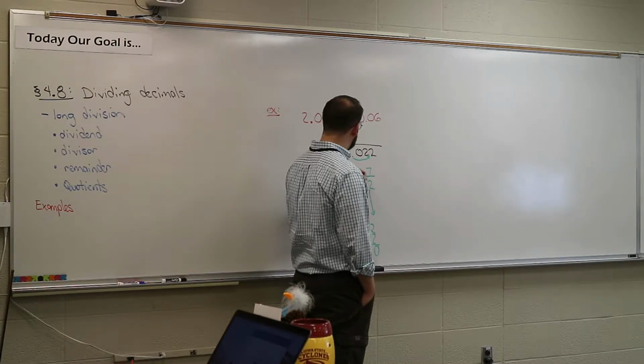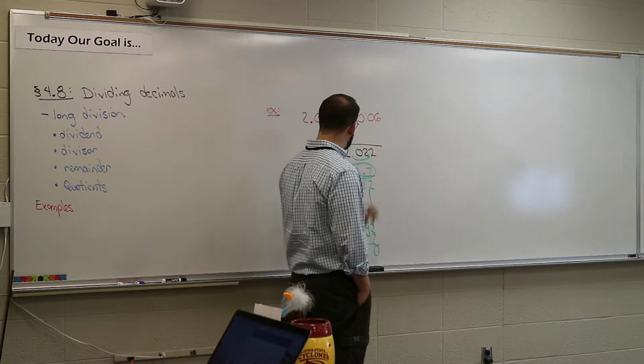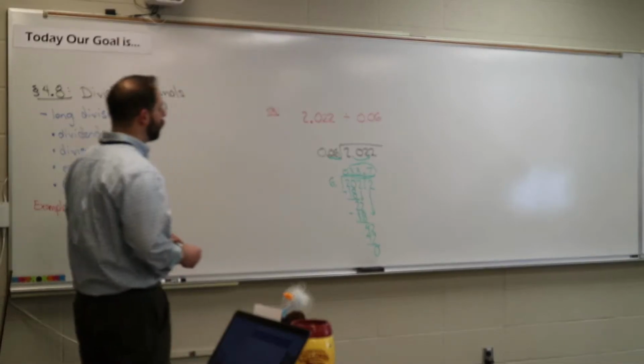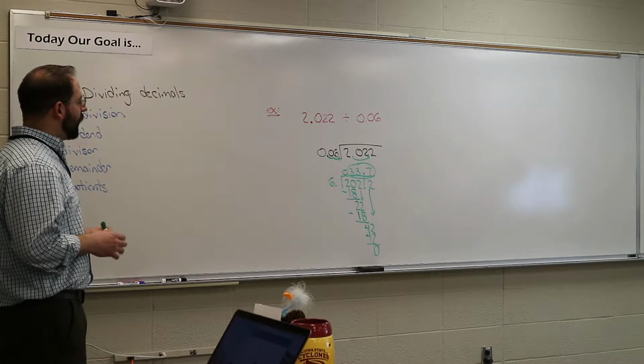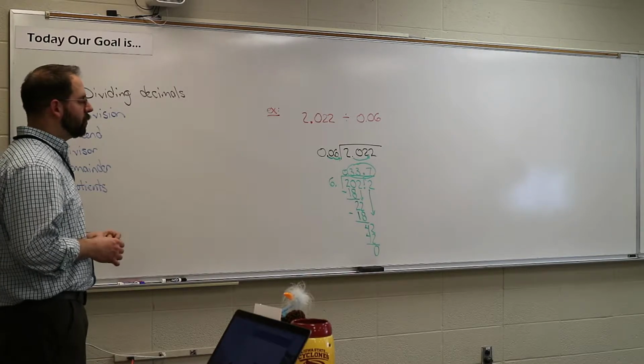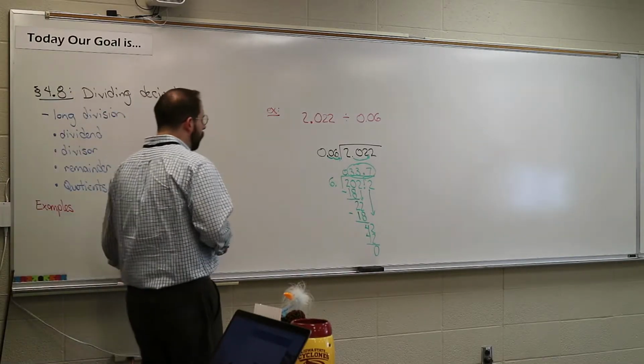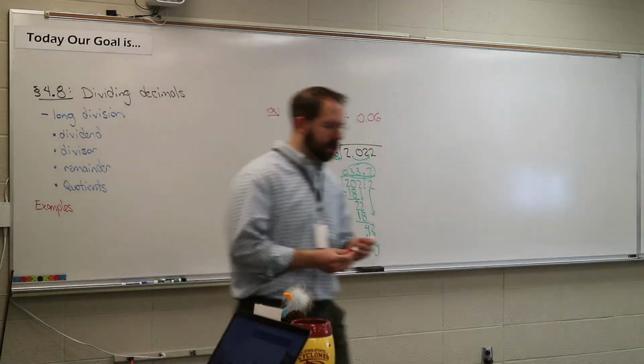This decimal has to come straight up. So your answer is this. That's your final answer, 33.7. Again, I don't need the 0 out front. I just put it there as a placeholder. Decimals go straight up. Okay, let's do one more. Let's do another example here so you can see this.